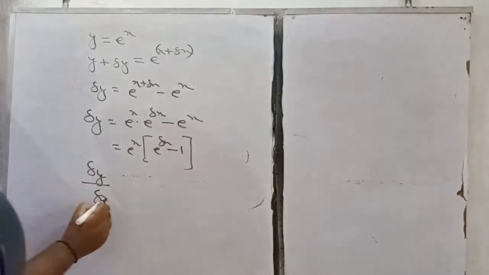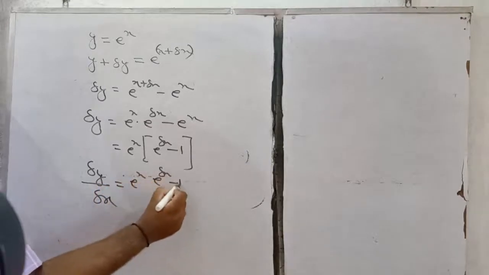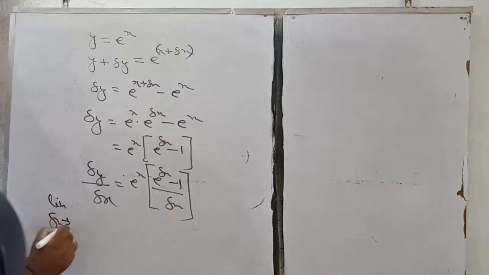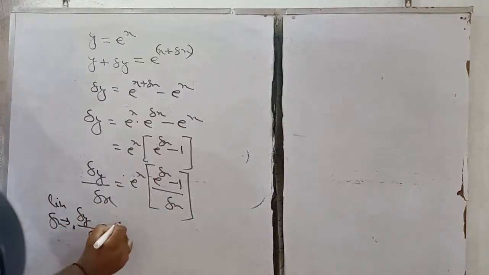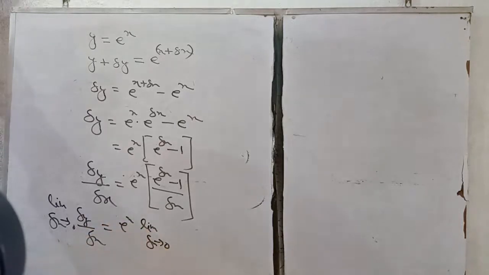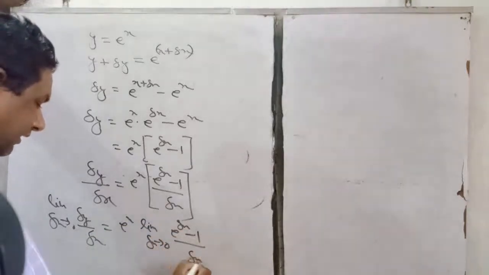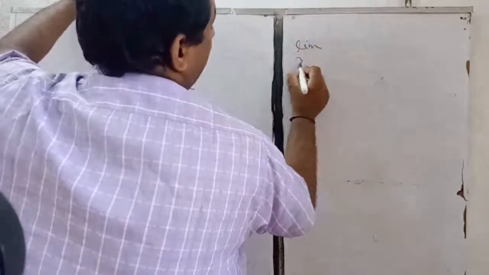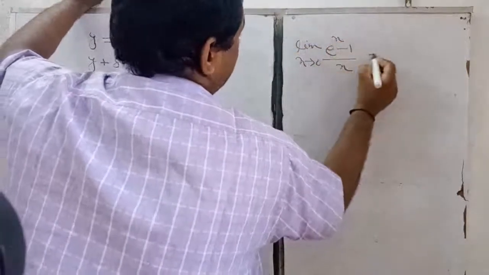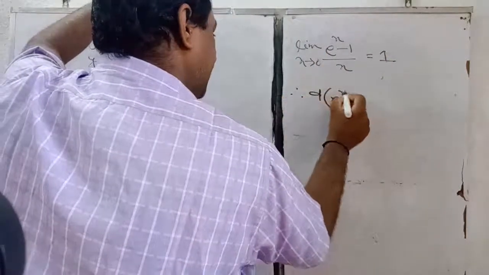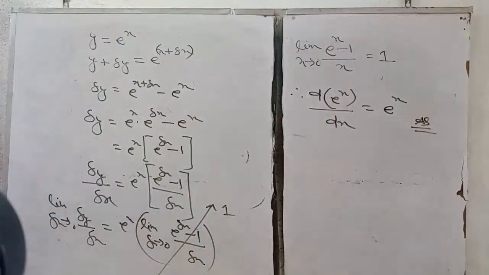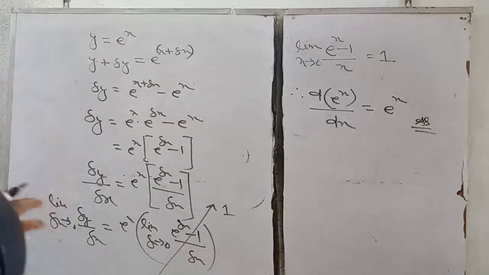Next step: delta y by delta x is e to the power x times (e to the power delta x minus 1) by delta x. So the limit as delta x tends to 0 of del y by del x is equal to e to the power x times the limit as delta x tends to 0 of (e to the power delta x minus 1) by delta x. This is equal to how much? This is equal to 1, as we know that the limit as x tends to 0 of (e to the power x minus 1) by x is equal to 1. Therefore the derivative of e to the power x is equal to e to the power x. So by using this differentiation from first principle method, you can find the formula of differentiation of any function.